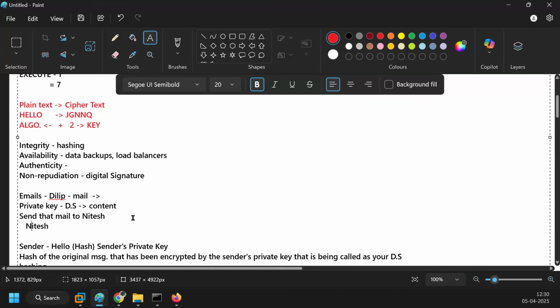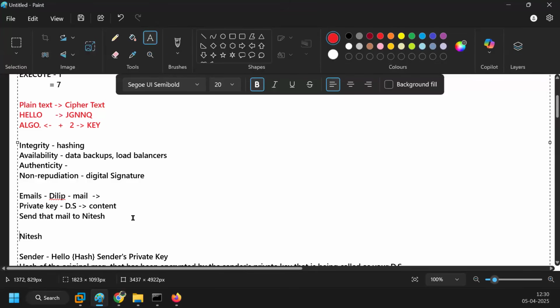Now, later on, Nitesh will be receiving... Sorry, I have to interrupt. But firstly, the message is created, then it is encrypted, and then the whole file is hashed. After encryption and hashing, that hash value is encrypted again using the sender's private key, right? No, no, no, no, no.